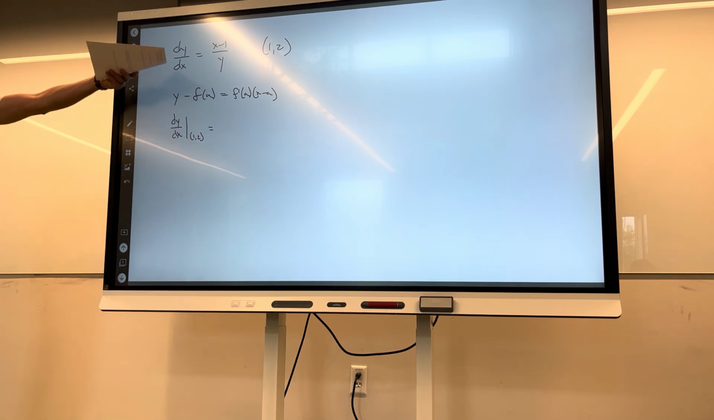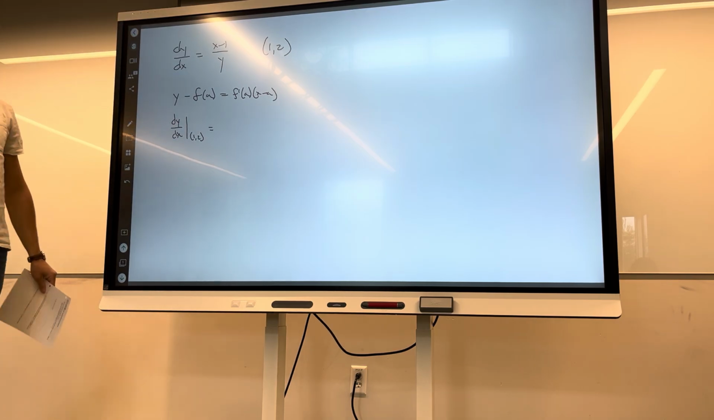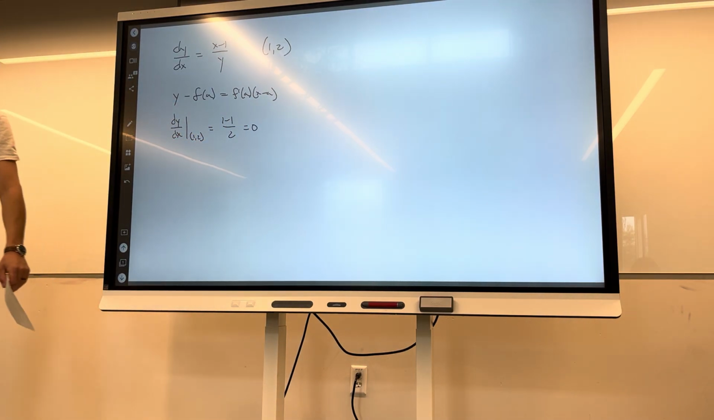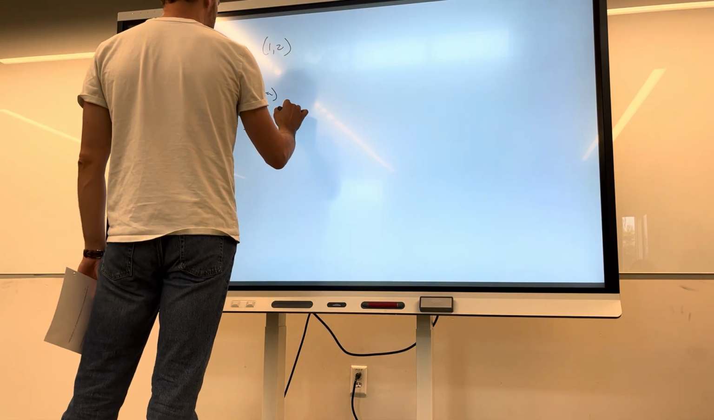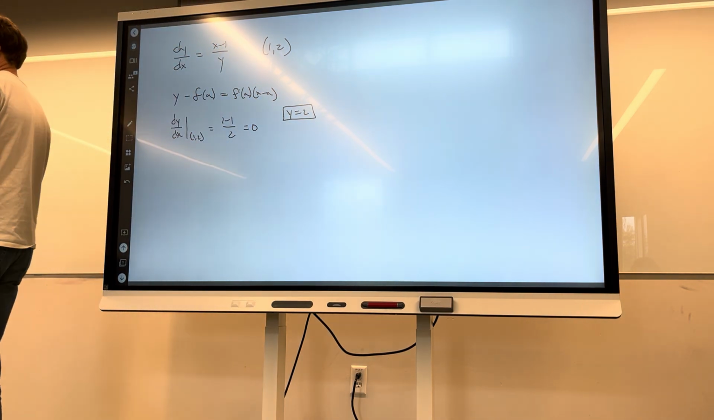So if we plug (1, 2) into our differential equation, that's going to allow us to get our slope at that point, because this is literally just the slope, dy/dx. So if we plug in (1, 2), we get (1 minus 1) over 2, which is 0. So that means the slope of whatever this curve is at that point is just 0, which means what kind of line are we dealing with? It's a horizontal line, right? Because the slope is 0. So essentially what that tells us is that the equation of the tangent line would just be y equals 2, because it's a horizontal line.